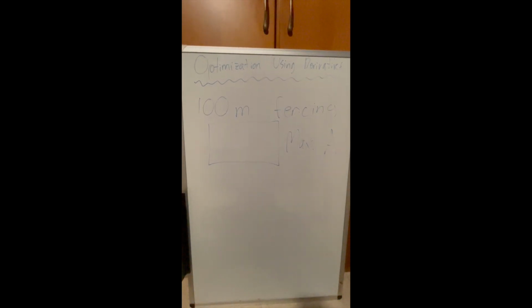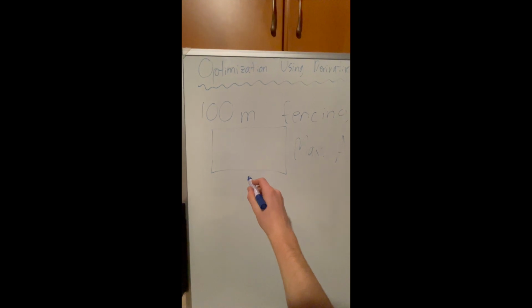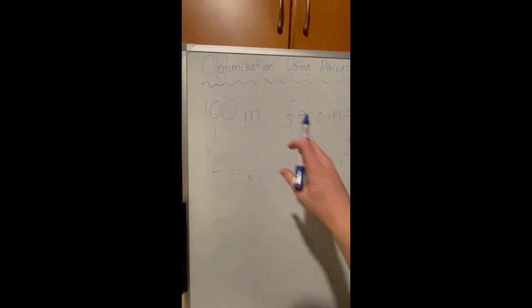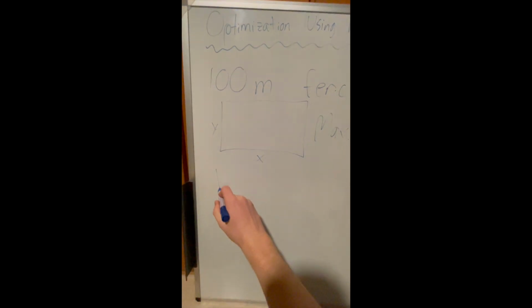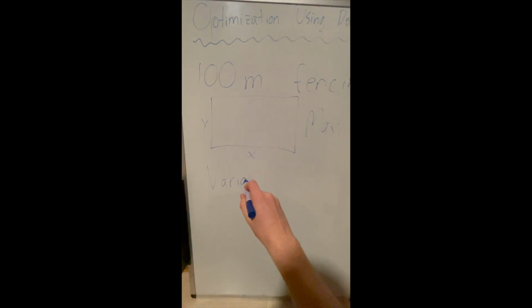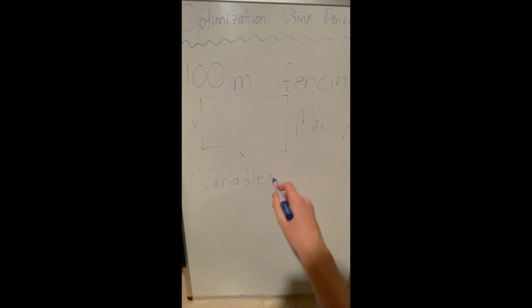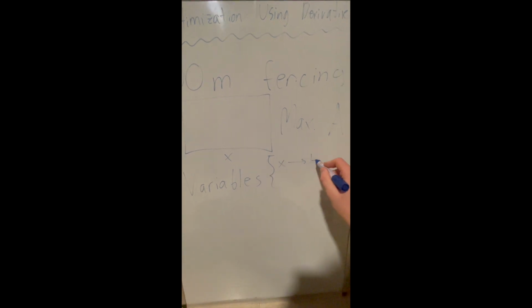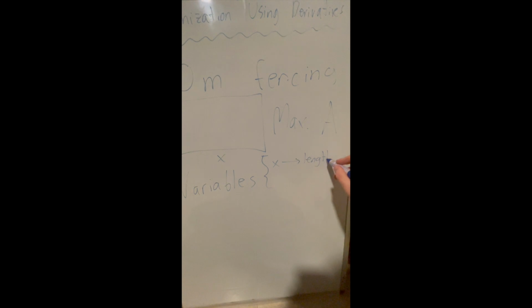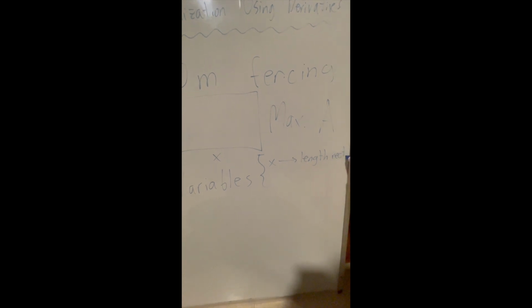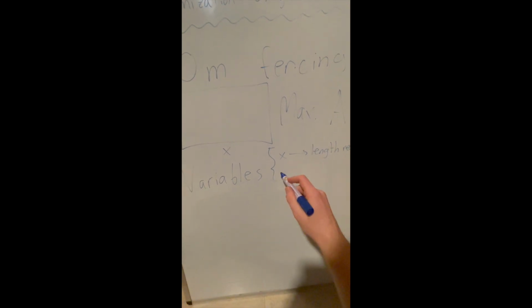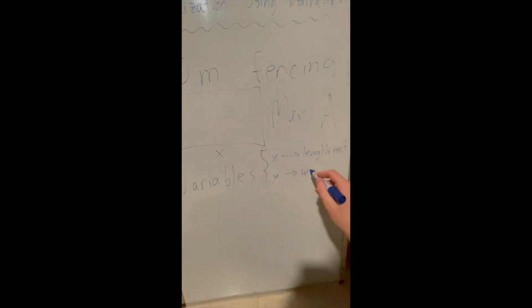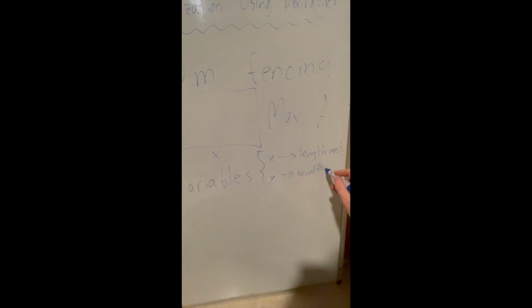First of all, let's define our variables. We have x and y. Let's write these down. Variables. Let's call x the length of the rectangle, and let's call our y the width of our rectangle.